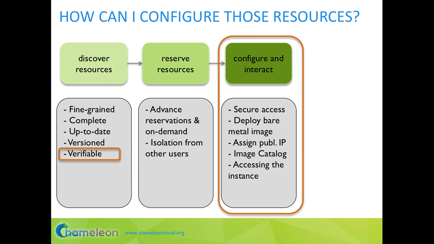In this section, you will learn how to access your reserved Chameleon resources securely, how to deploy an image, how to assign a public IP to this image, where to find images and how to create them, and once you have deployed an image and logged into your instance, how to verify that the resources you received are indeed the ones that you asked for. Again, if at a moment you feel lost or if you want to follow the instructions at your own pace, refer to the Chameleon Bare Metal User Guide.